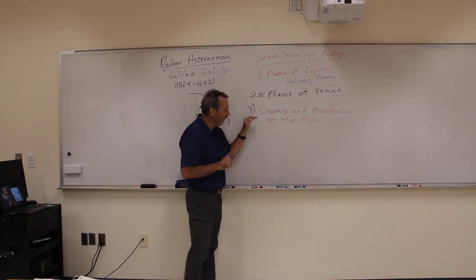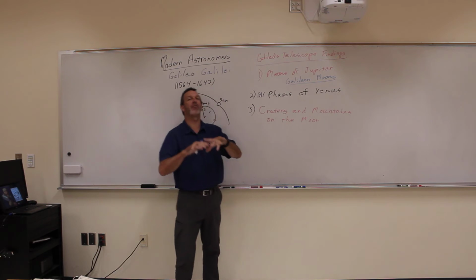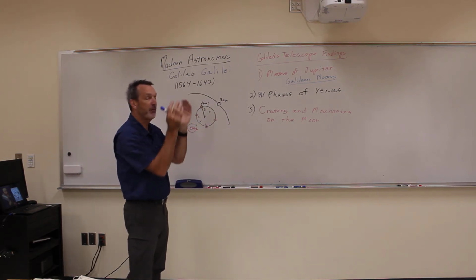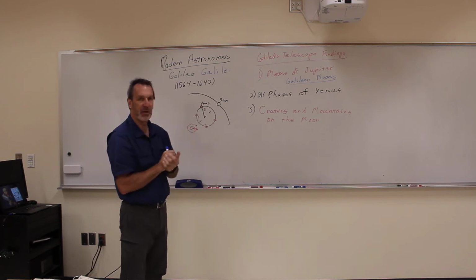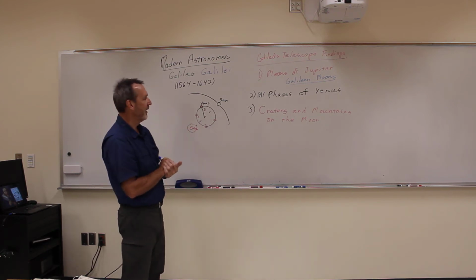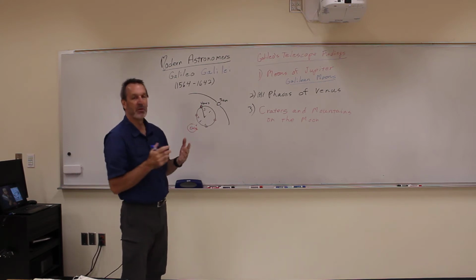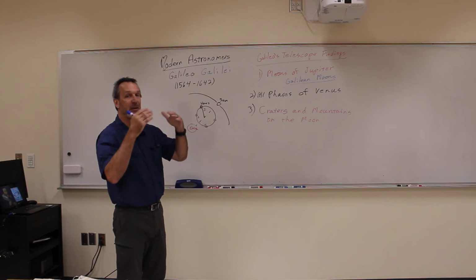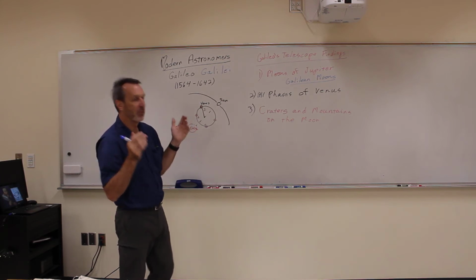Why was this important? Well, remember the heavens were supposed to be perfect and the moon was part of the heavens. So it was supposed to be a perfect sphere. It wasn't supposed to have craters and mountains and stuff on it. It was supposed to be perfectly smooth. And so seeing the craters and mountains on the moon just went to show that this idea of the heavens being different than the Earth was not true.